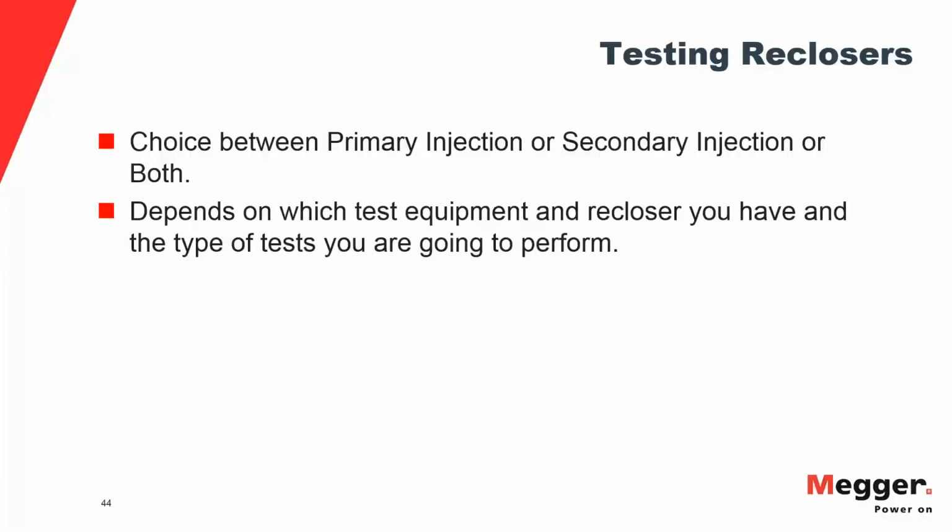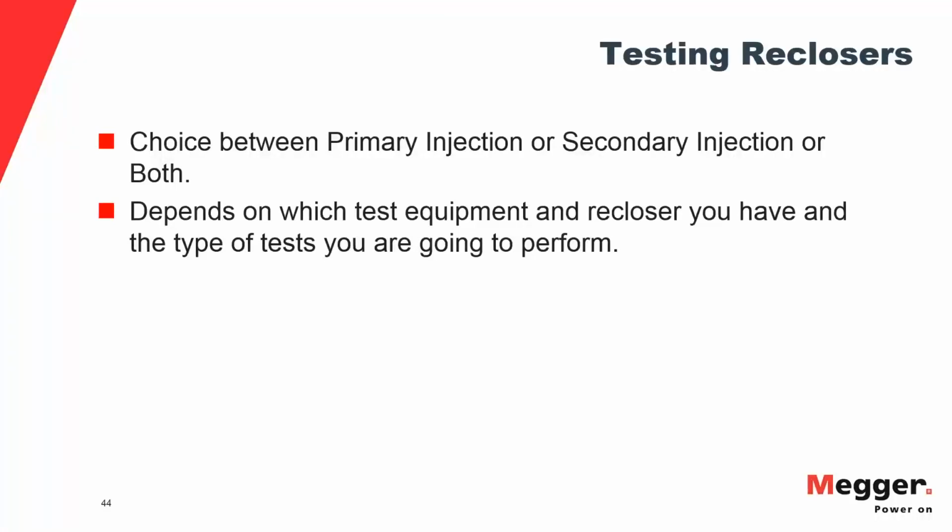How do you want to do it? You have to choose if you're gonna use primary injection or secondary injection. In some cases, you could even use both. In some cases, you have no choice but to use primary injection because of the type of recloser, the procedures that you have in place. But in some cases, you have the choice of using secondary injection, right?